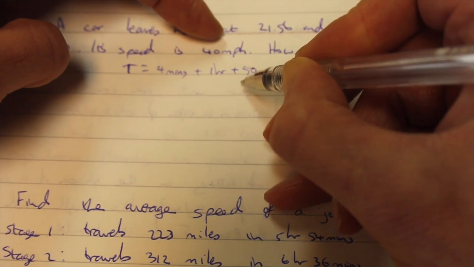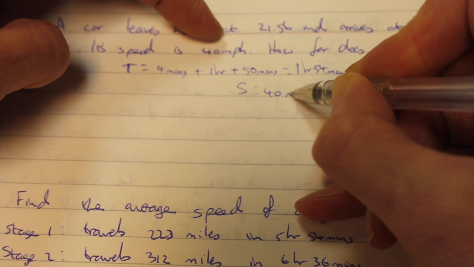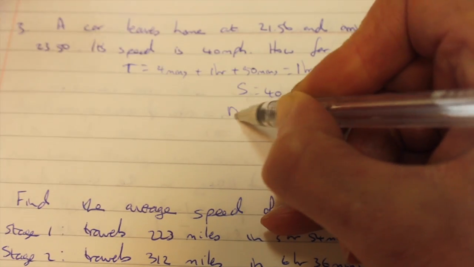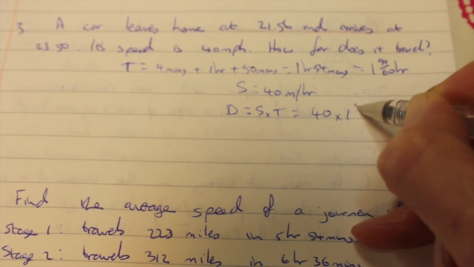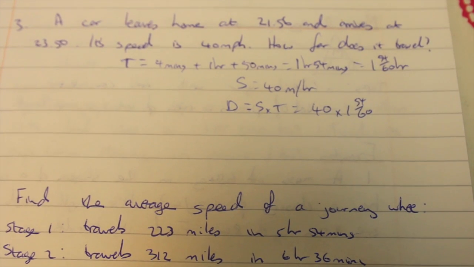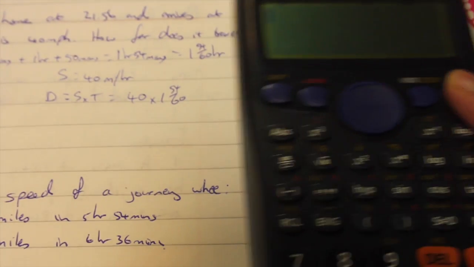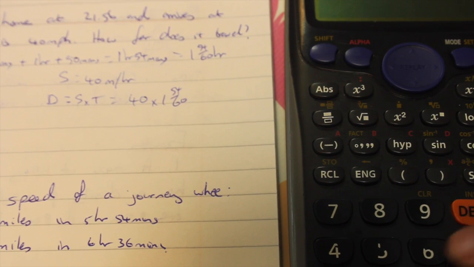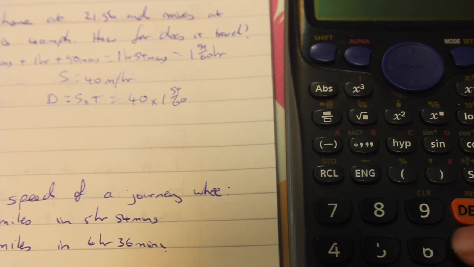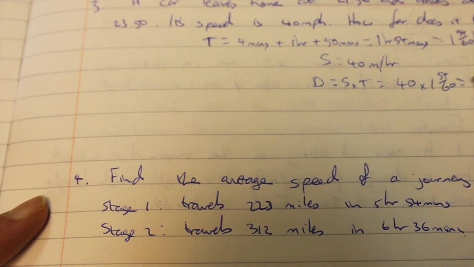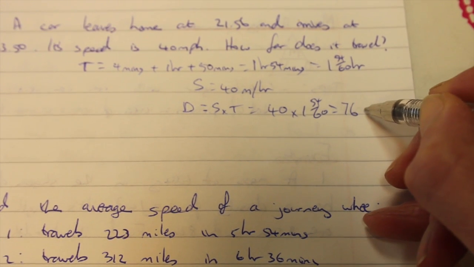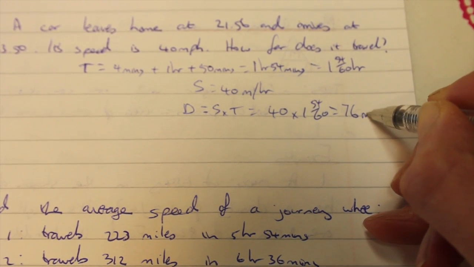Its speed is 40 miles per hour. How far does it travel? Distance is speed multiplied by time. So 40 times 1 and 54 over 60. So I'll just show you again, putting it into the calculator. So shift, fraction button. 1, 54 arrow over 60 equals times by 40 gives you an answer of 76. So that answer is 76 and it is in miles.